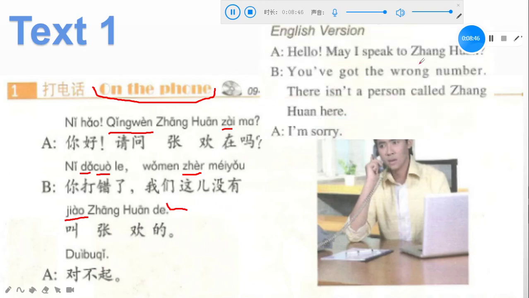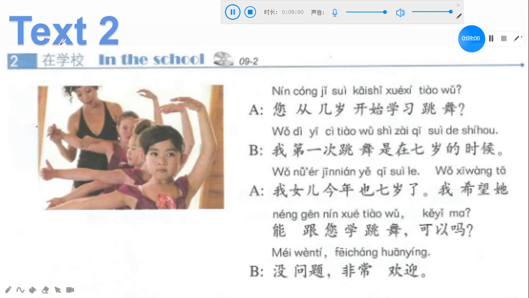Hello, may I speak to 张欢? You've got the wrong number. There isn't a person called 张欢 here. I'm sorry. This is the text 1. This part is pretty easy. Now we move to the text 2.